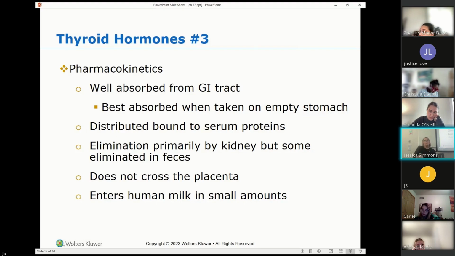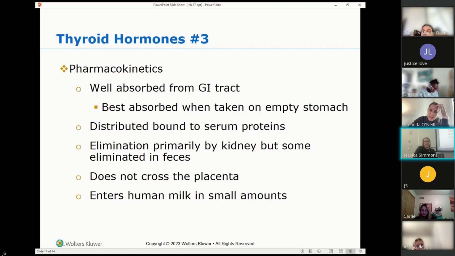You don't want to give them these meds with any of their other meds. So it'll be the first thing they do. You teach your patient: put your Synthroid on your bedside table because you're going to wake up, roll over, take your pill, and then do whatever you want to do. Okay.